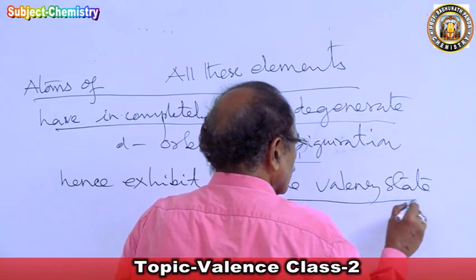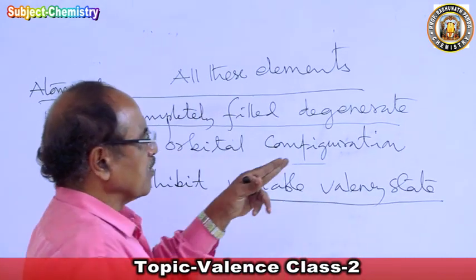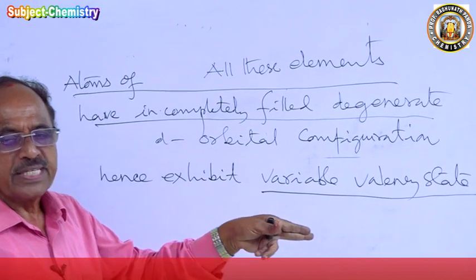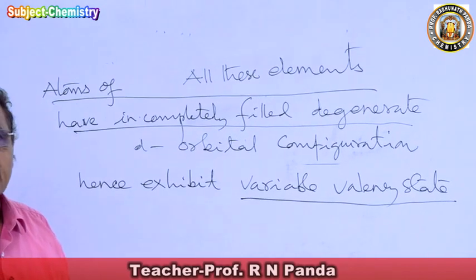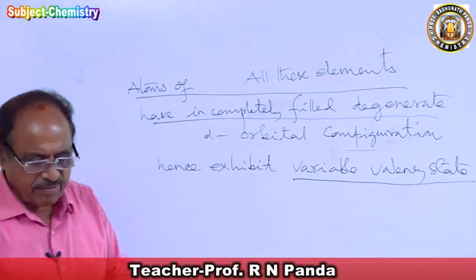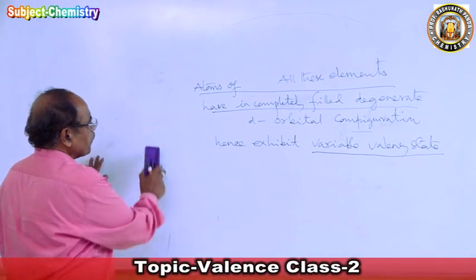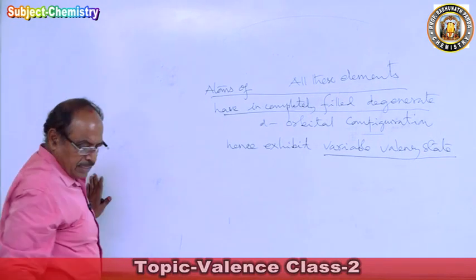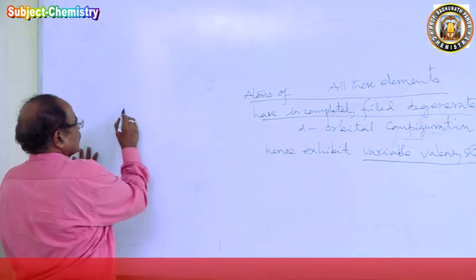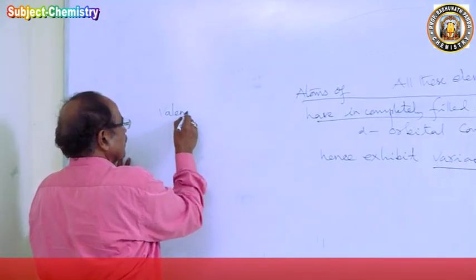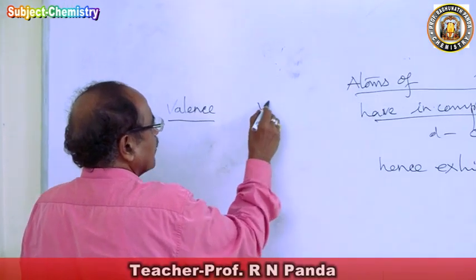Children, look to this word, variable valency state. I am using here the word variable valency state. Valency and valency state. What is this valency and valency state? I will be explaining it to you. So what is valency and valency state?